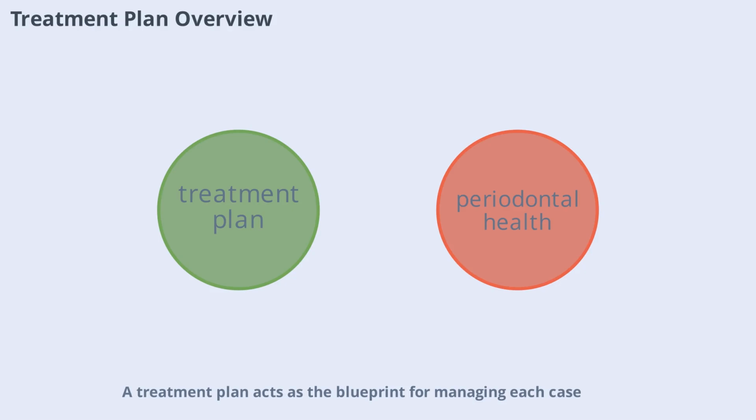A treatment plan acts as the blueprint for managing each case, ensuring that every step is performed systematically and in the correct sequence. Planning ahead is crucial for establishing and maintaining periodontal health, as it allows for the anticipation of potential complications and the integration of various therapies.